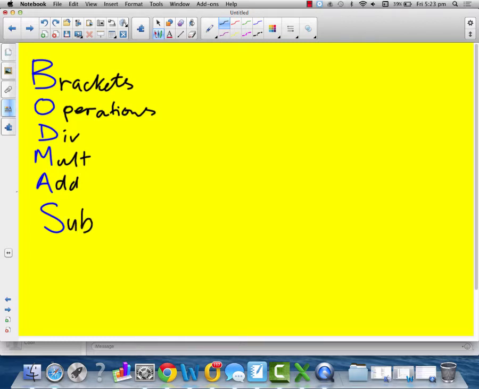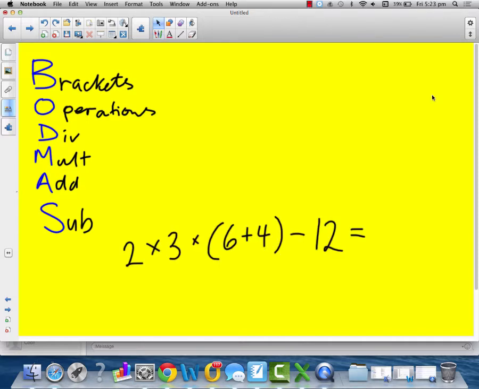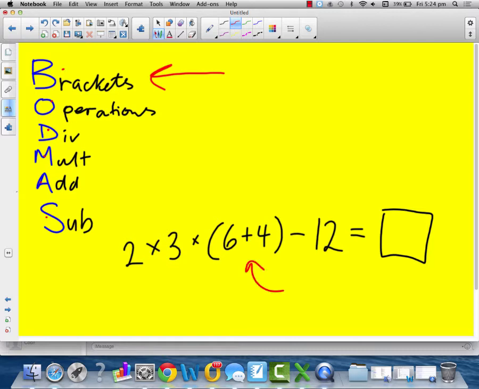So, for example, if we were to look at a number sentence like this, wow, look at that number sentence. If we had to solve it, so we've got to find out what goes in the square, we've got to go to BODMAS and follow the rules of BODMAS over here. B-O-D-M-A-S. BODMAS. So, are there brackets in our number sentence? By golly, there is. That means we've got to do those first.